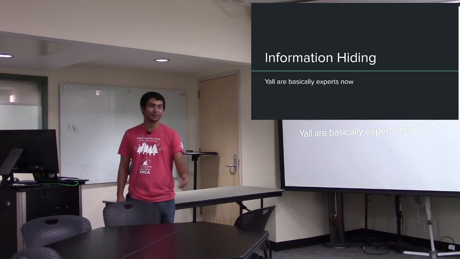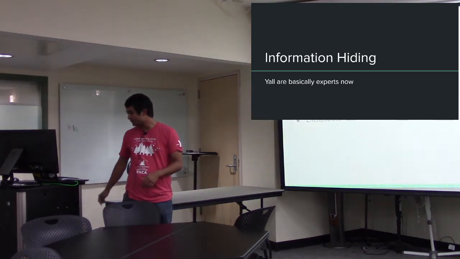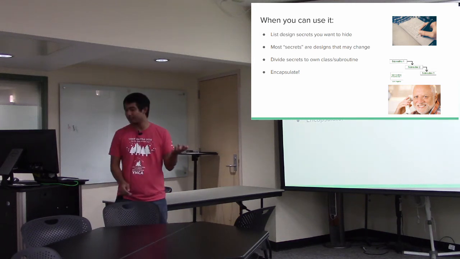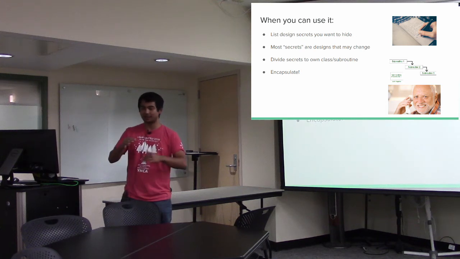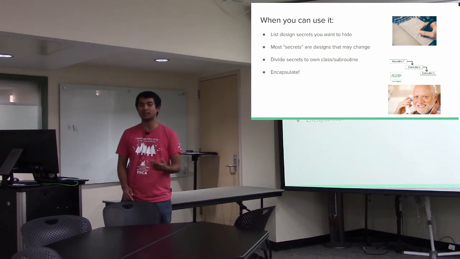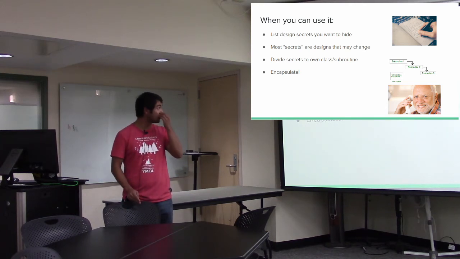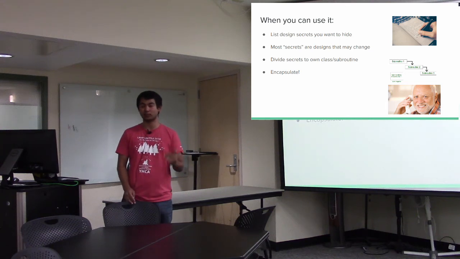But here are a few tips on how you can actually implement information hiding. When you can use it is if you have a list of design secrets that you want to hide. You can begin your design by listing the design secrets, and the most common kind of secret is a design decision that you think might change in the future. So anything that has a lot of variability, you'd want to hide that class unless you really need to use it.